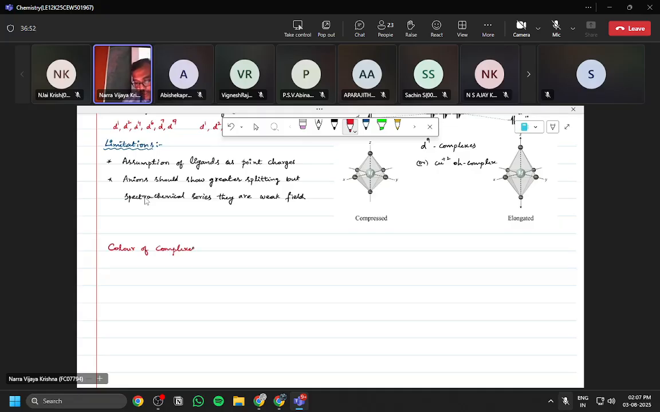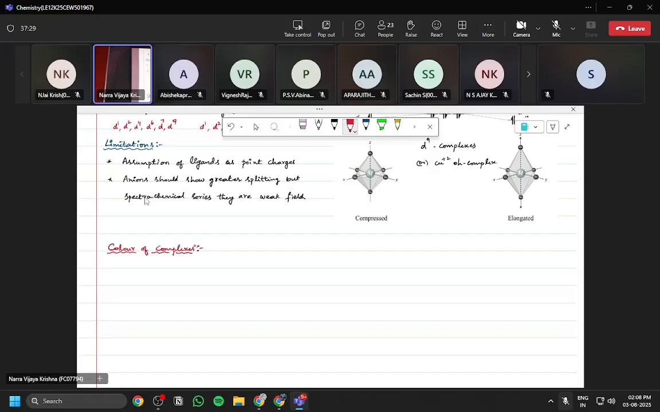We generally know this. Color of complexes is either due to d-d transition or maybe f-f transition, or ligand to metal charge transfer, or metal to ligand charge transfer. Correct or not? When ligands approach the central atom, what we discussed? The d orbitals will be split further into t2g and eg. Now there is an energy gap. When visible light falls, electrons from t2g may jump to eg by absorbing some wavelength.